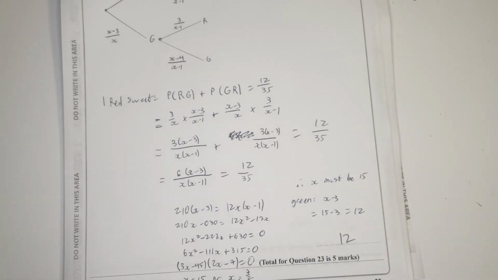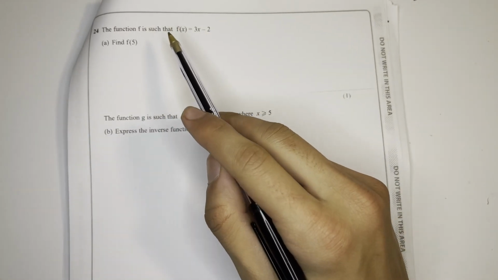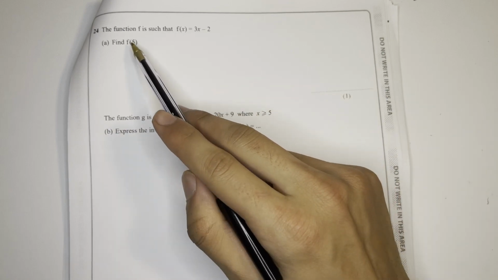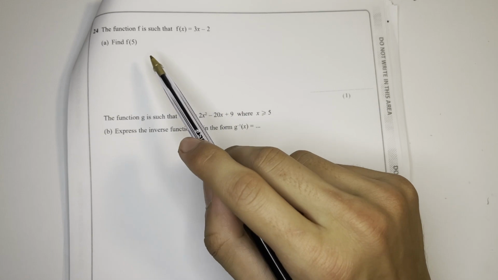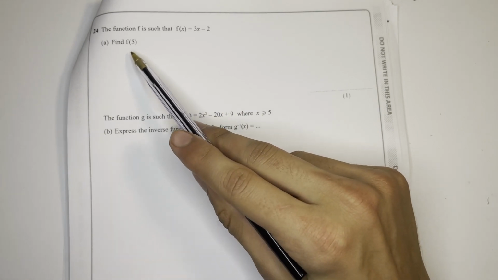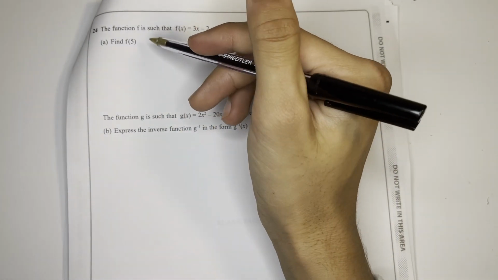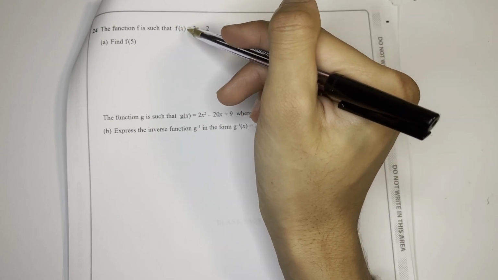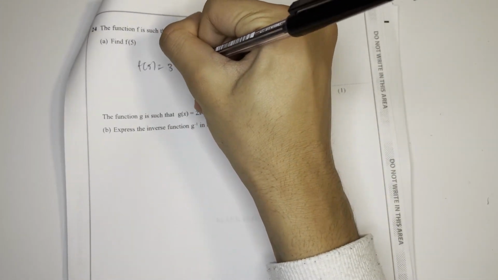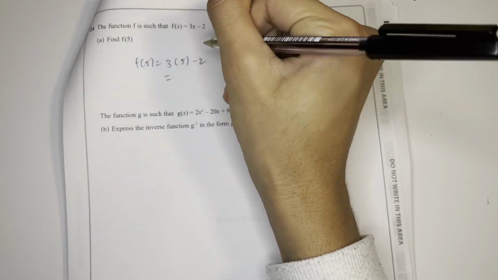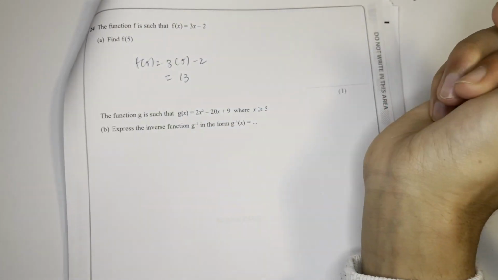And that's our answer. The final question in this paper is a functions question. It tells us that the function f is such that f of x is equal to 3x minus 2. And for the first question, we're asked to simply find f of 5. To do this, we replace all x with 5. So f of 5 is equal to 3 times 5 minus 2, which is just 13.